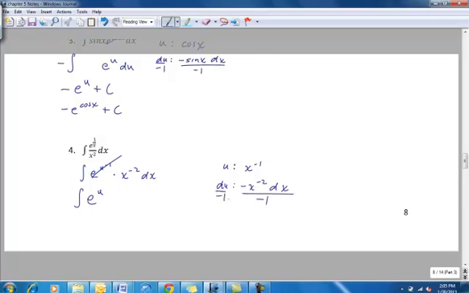Let's divide both sides by that negative 1. That cancels with that. So we're left with du, and then the over negative 1 comes out there. And like I said, dividing by negative 1 just turns the whole thing negative. So when we integrate e to the u, we get e to the u. The negative is still there, plus c. So when we plug back in, we get negative e to the x to the negative 1 plus c.